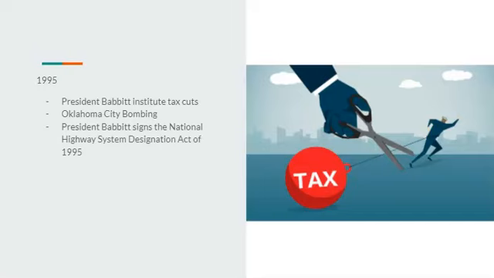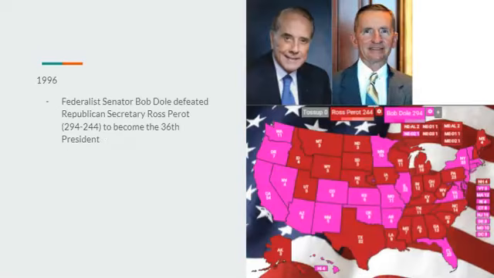There would also be the Oklahoma City bombing, and President Babbitt would sign the National Highway System Designation Act of 1995. Going on to the 1996 election, the Federalists would nominate Kansas Senator Bob Dole. Pretty much, he's chosen kind of like for the same reason Joe Biden was chosen as president in 2020, pretty much saying, hey, he was our top choice all along. And Republicans nominate the Commerce Secretary under the Babbitt administration, Ross Perot, though he's only been Commerce Secretary for about 7 months up to this point, so he doesn't have that much government experience.